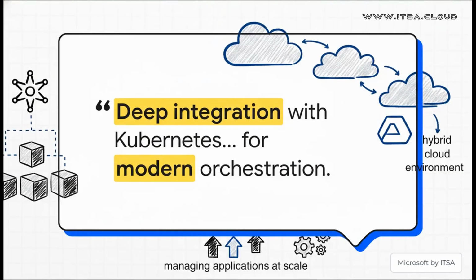Now let's talk about orchestration for a second. That deep integration with Kubernetes is absolutely critical. Kubernetes is pretty much the standard for managing containers at scale these days. So by making this integration totally seamless, especially with services like Azure Kubernetes Service, or AKS, Microsoft is making it so much easier to manage complex Windows applications in a modern hybrid cloud world.